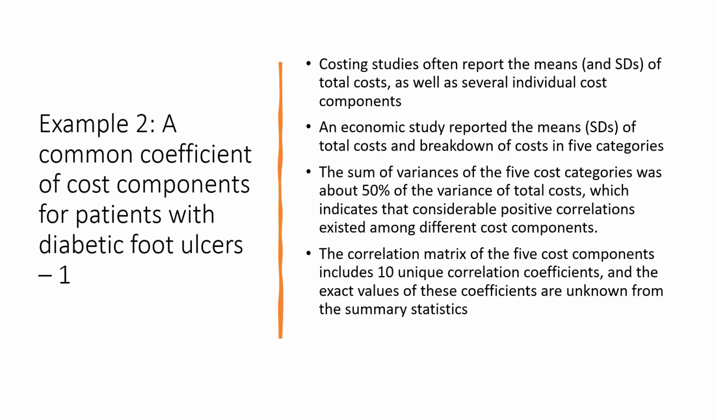Example 2. An economic study reported the means and standard deviations of total costs and breakdown of costs in 5 categories: inpatient, emergency department, outpatient, home health care, and other, over a 12-month period for patients with diabetic foot ulcers among Medicare beneficiaries in the United States. We found that the sum of variances of the 5 cost categories was about 50% of the variance of total costs, which indicates that considerable positive correlations existed among different cost components.